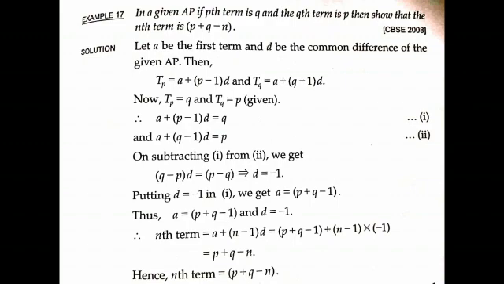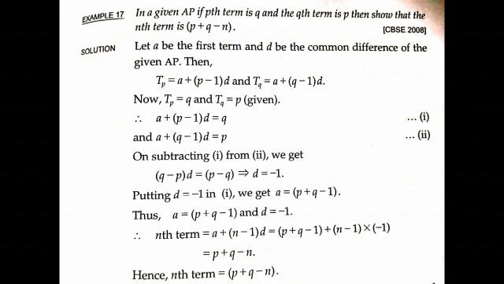Now on subtracting 1 from 2, we get, just do it carefully, (q minus p) into D equal to p minus q. That is, D is equal to minus 1. And therefore, putting D equal to minus 1 in equation 1, we get A equal to p plus q minus 1. Thus, we have A equal to p plus q minus 1 and D equal to minus 1.